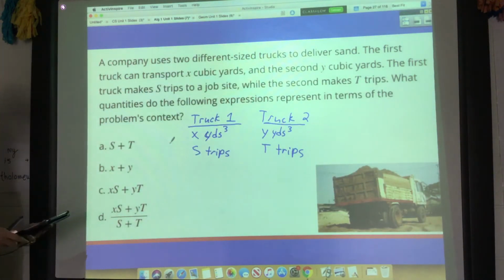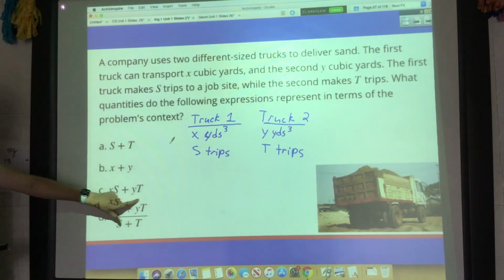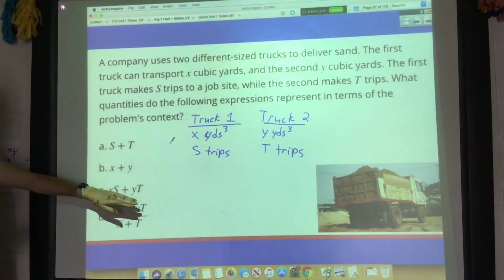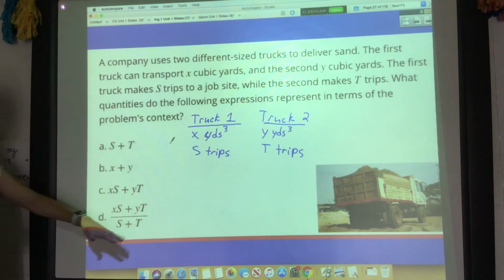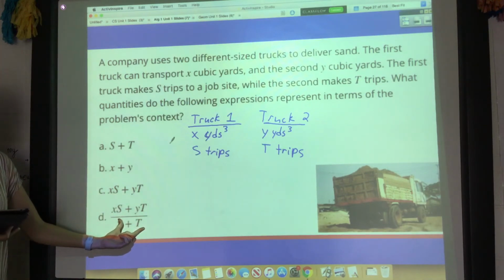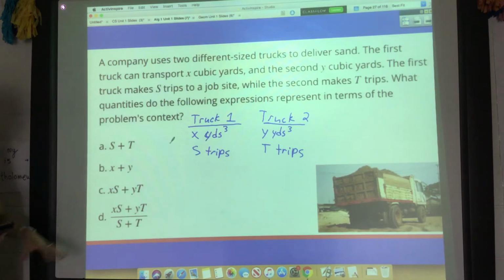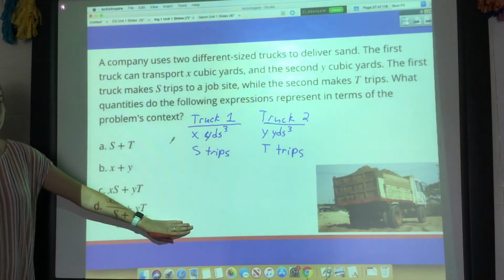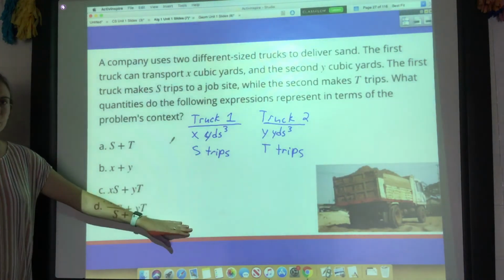Finally, this takes the total amount of sand that we can do in like a day, and it divides it by what we got up here, which was the total number of trips. So if you divide the total sand by the total number of trips, what that's actually going to calculate is the average amount of sand per trip, because it was the total sand divided by the total trips.